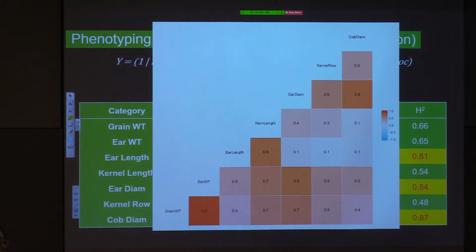Also, a correlation analysis was conducted. We can see that grain weight has a high association with ear weight, and also grain weight has a high positive association with kernel length and ear diameter.